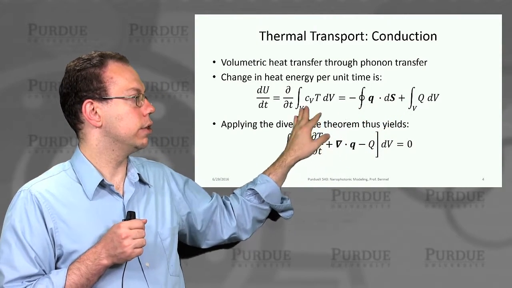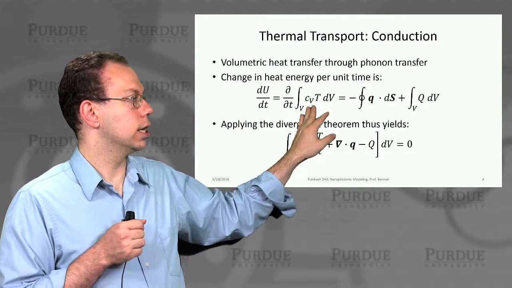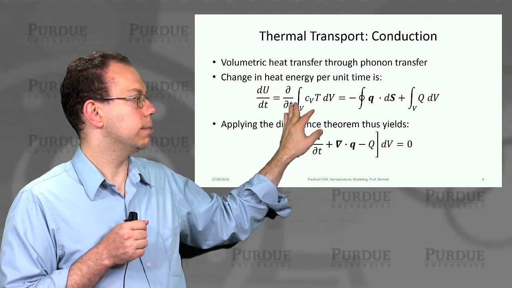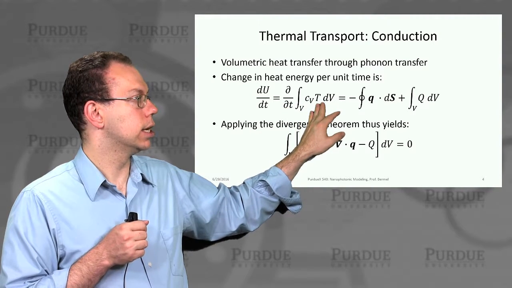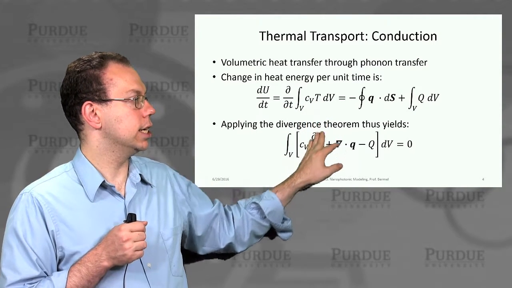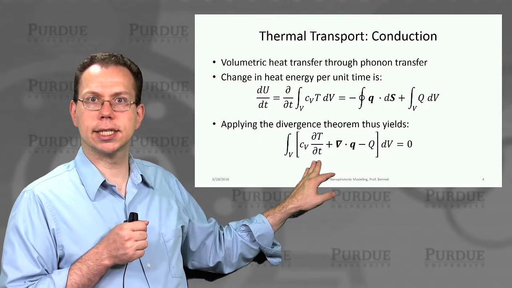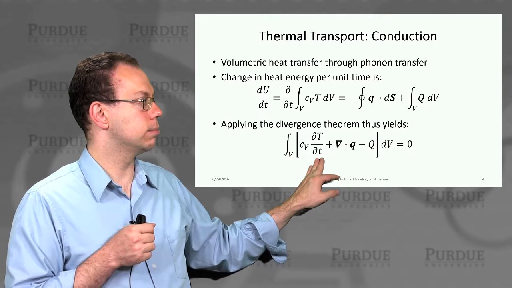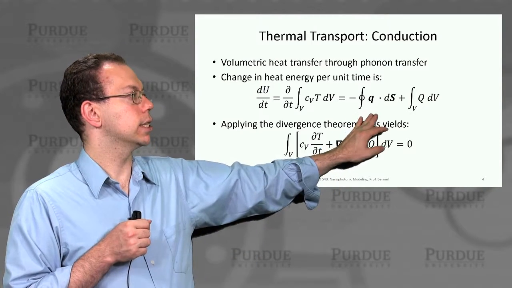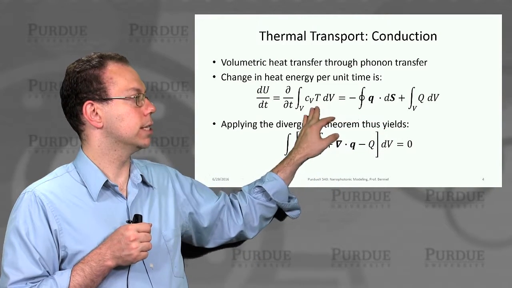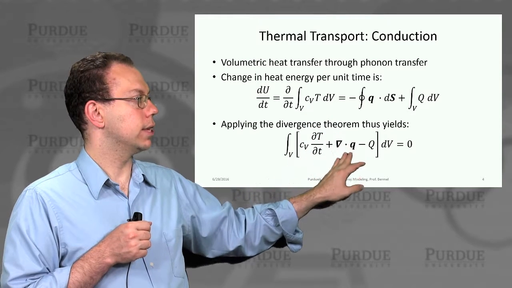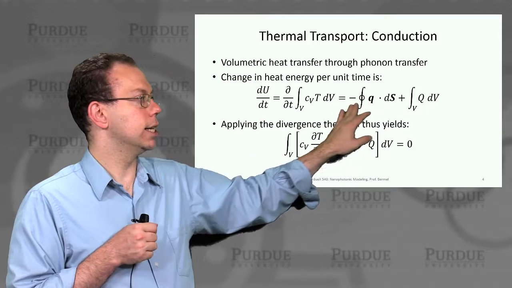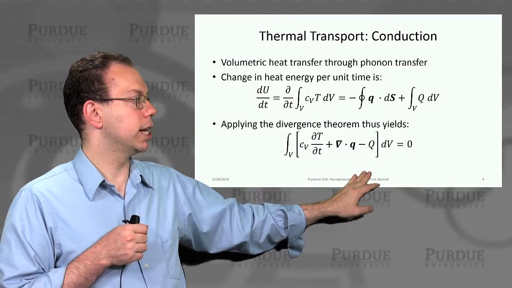And so then if you combine everything together into a single volume integral, then this time derivative comes inside. So it's d by dt of CVT, which is oftentimes written as this, assuming CV is not changing over time, which is usually a reasonable assumption. And then because this was on the other side, we turn this minus into a plus. And we have the divergence from the divergence theorem. And then this plus becomes a minus as you move it to the other side, becomes minus Q.